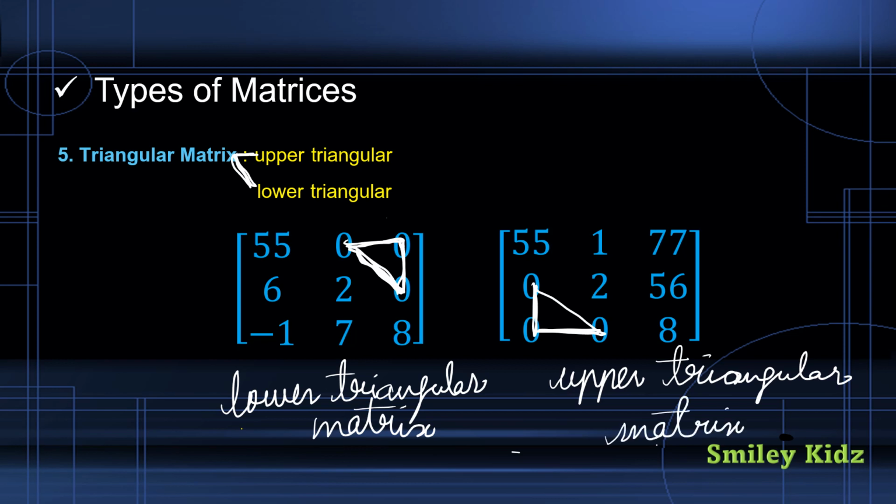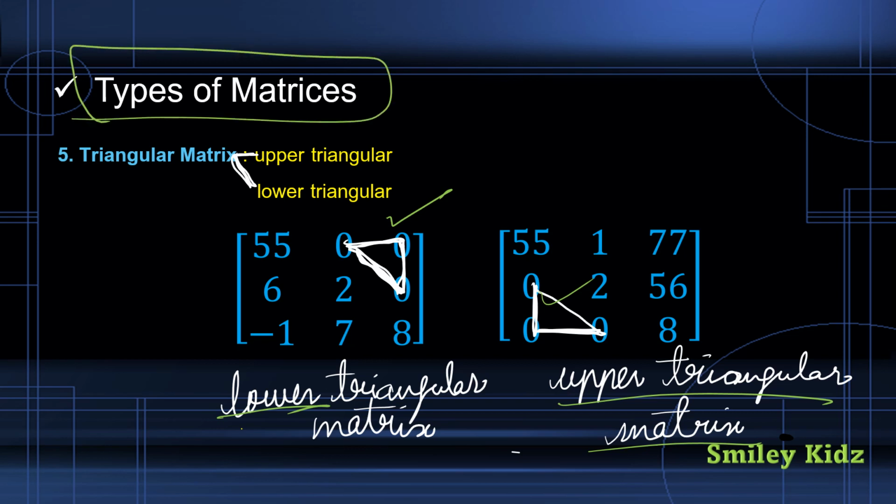Well, it simply means if it is towards the top, then it is lower triangular matrix. If it is towards the bottom, then it is upper triangular matrix. That brings us to the end of the topic, types of matrices.